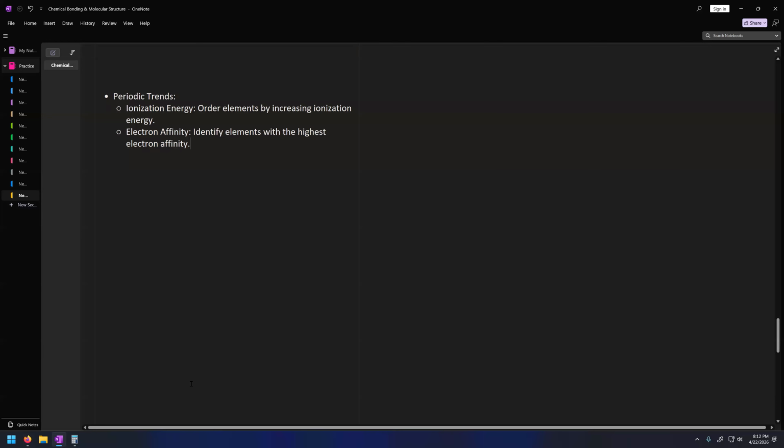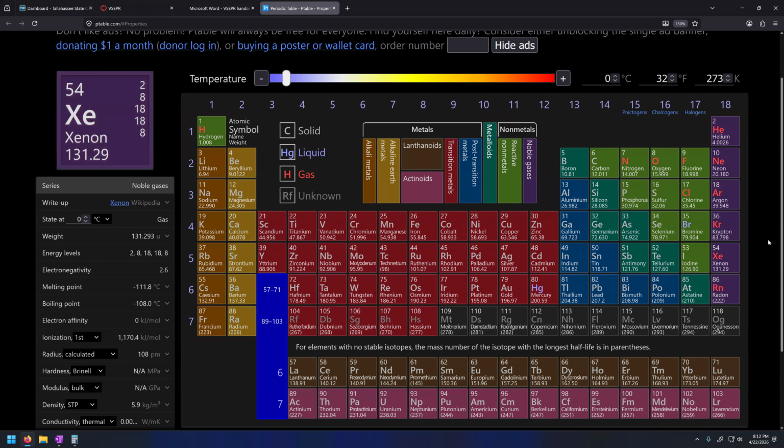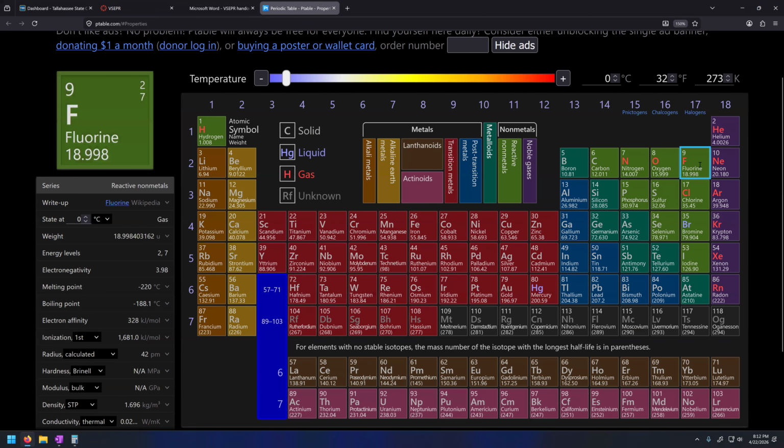Most of you all were pretty good with some of the other periodic trends. We talked about electronegativity. That's an essential one. I don't expect that you guys memorize any electronegativity values. Just know that the closer you are to fluorine, the higher your electronegativity is.